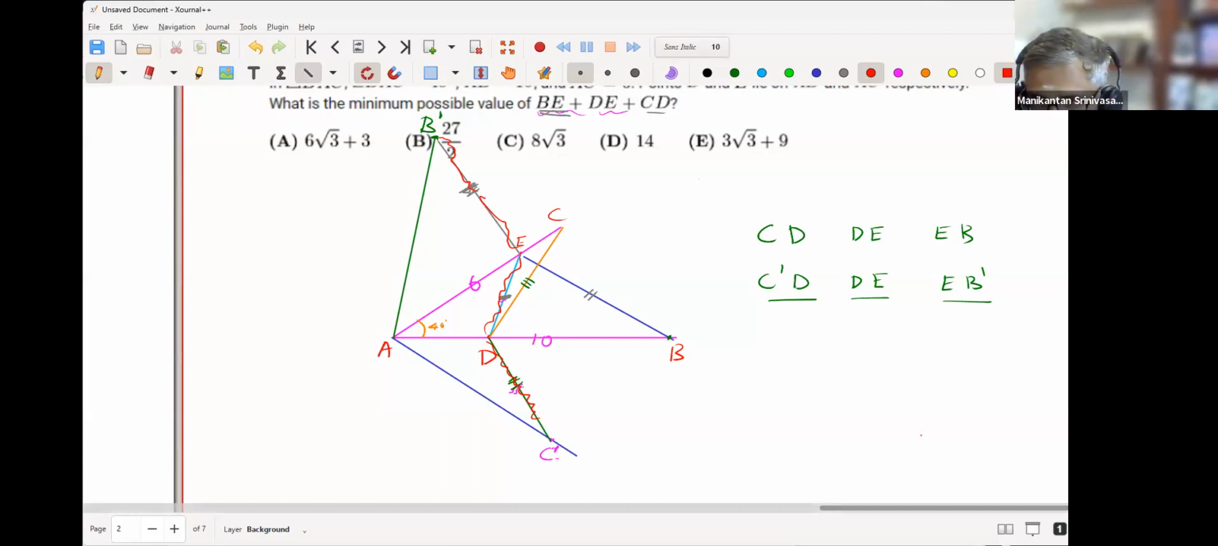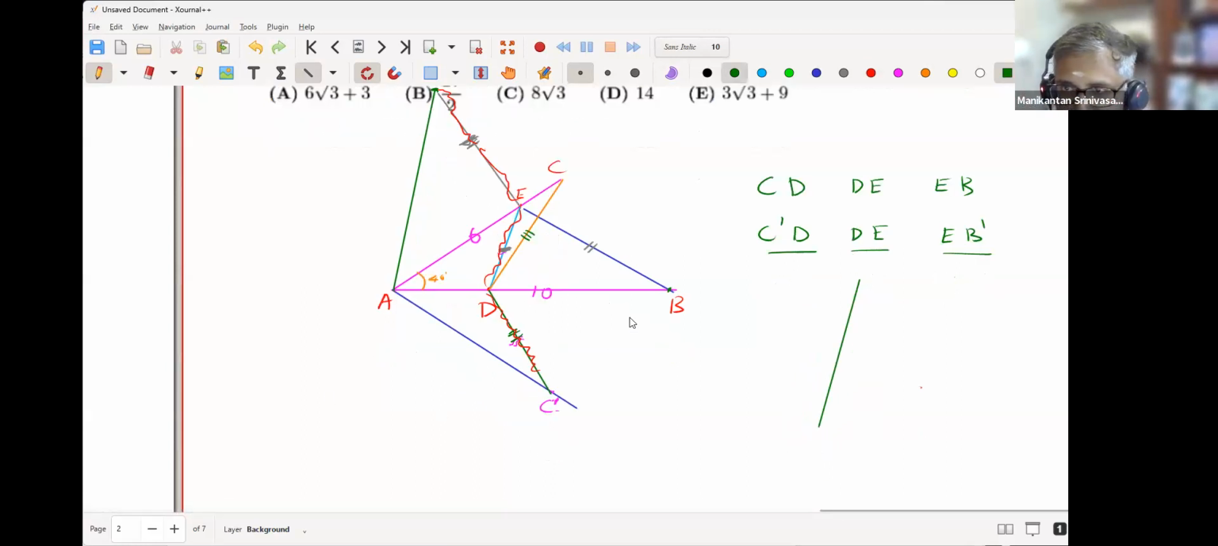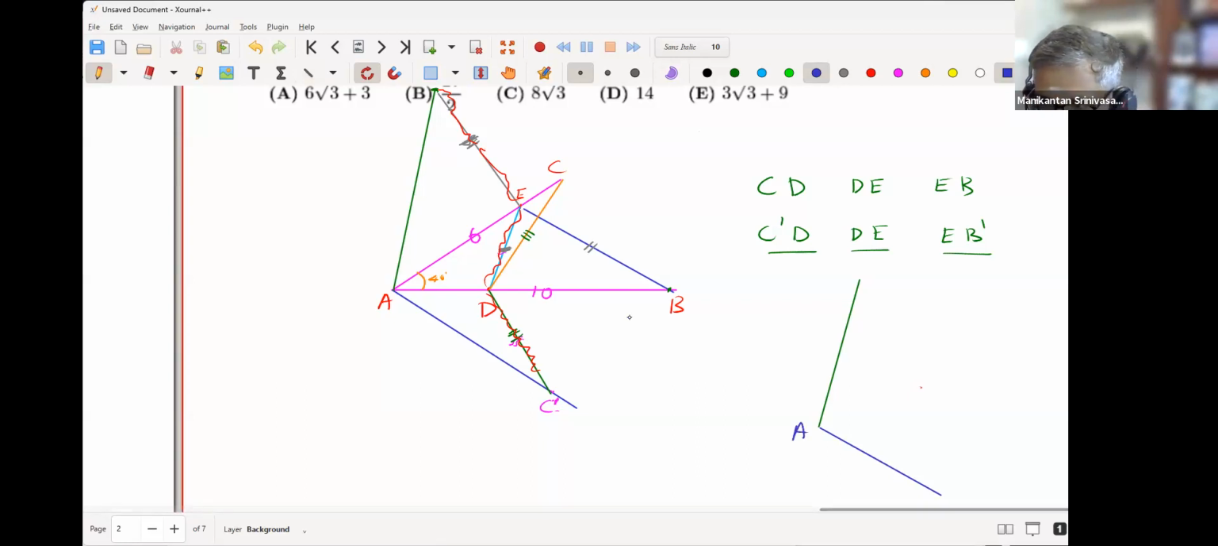So in the eventual picture, how is it going to look? A B dash will be here, so I'll just draw with the same color. A B dash is going to be like this at the top. And then AC is going to be at this angle. So this is my A, this is my C dash, and up here is my B dash. And instead of a curved line like this, I'll have a perfect line which goes from here to here.